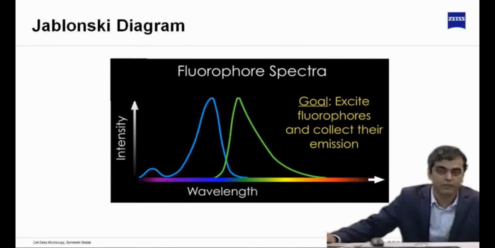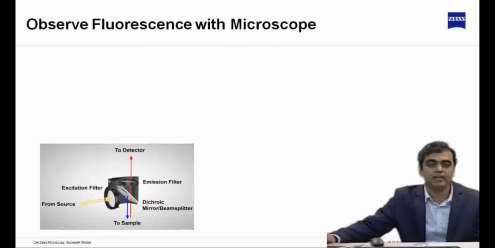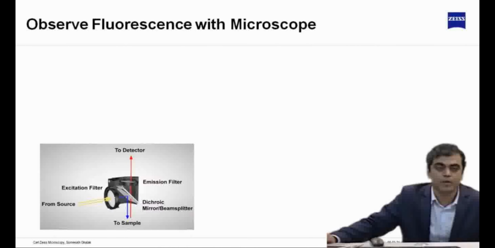And if we plot it, we get excitation and emission spectra, which are plotted in the form of a Gaussian profile, where the blue one is the excitation light spectrum, and the green one is the emission one. So we have to collect something from this emission spectral bandwidth, without collecting anything from the excitation spectra. Now, typically in a fluorescence microscope, we see something like a fluorescence filter.